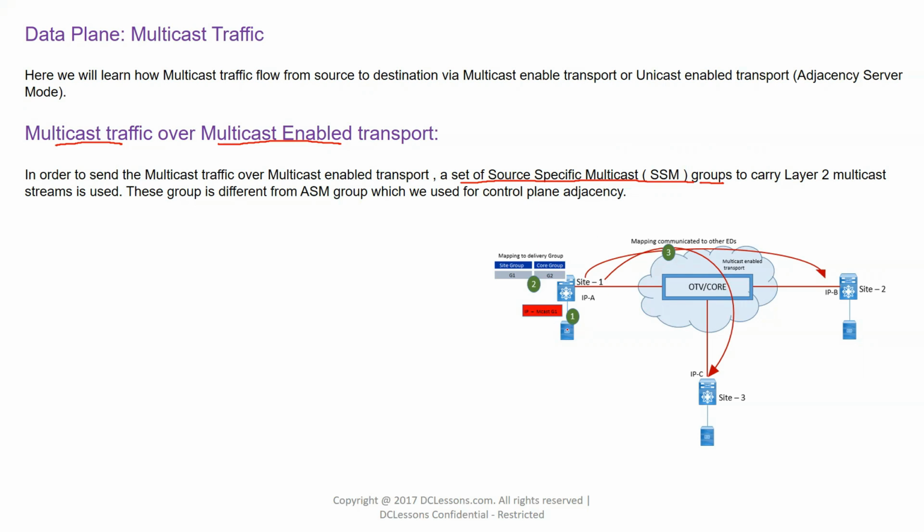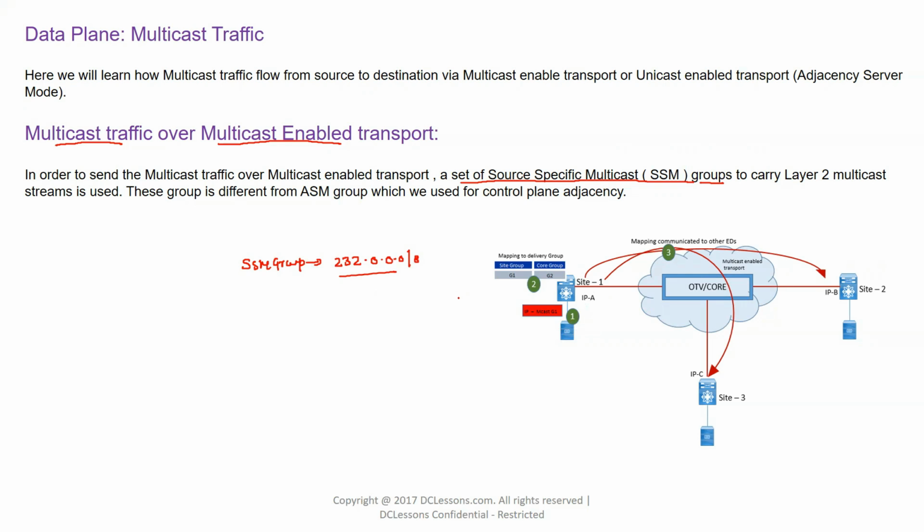Now let's see how the traffic is sent. Once the local OTV edge device receives the multicast traffic, it creates a mapping between G1 and a specific SSM group G2 available in the transport infrastructure. The SSM group range is 232.0.0.0/8, right?